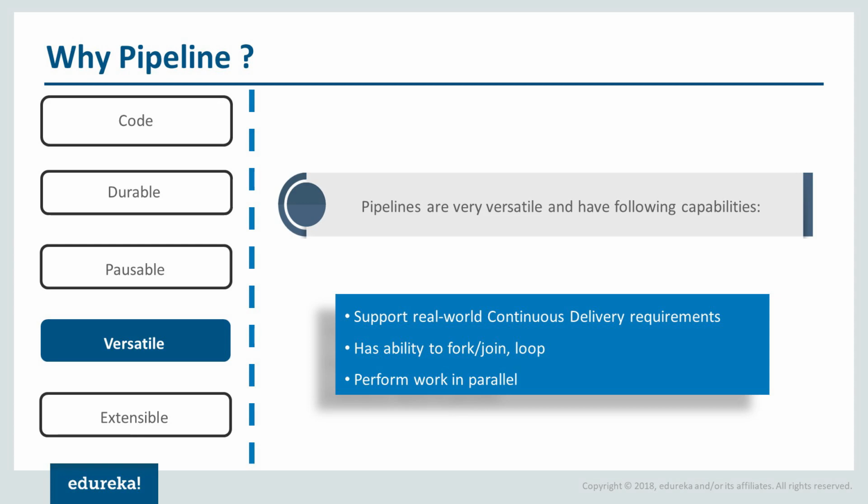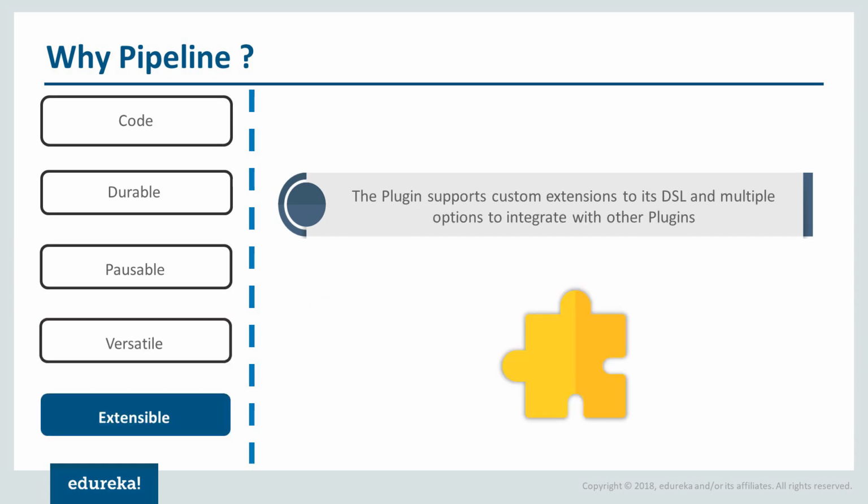So it supports real-world continuous delivery requirements. It has the ability to fork, join, loop, etc. And the most important ability is that you can perform work in parallel. The best example is with the help of multi-branch pipeline, which gives you the ability to run multiple jobs simultaneously. Extensible, of course, the plugin supports custom extensions to its DSL and multiple options to integrate with other plugins.